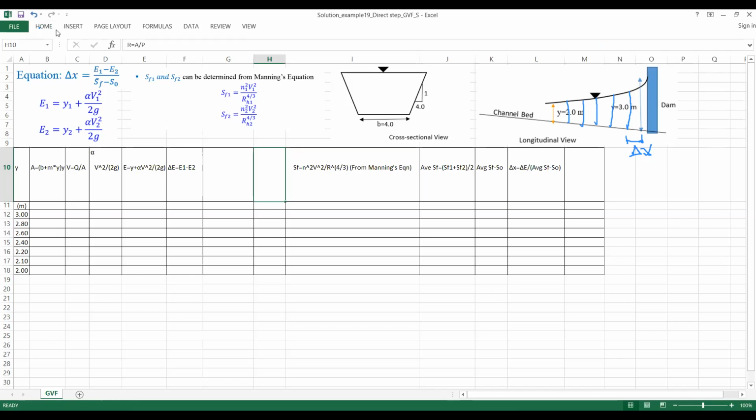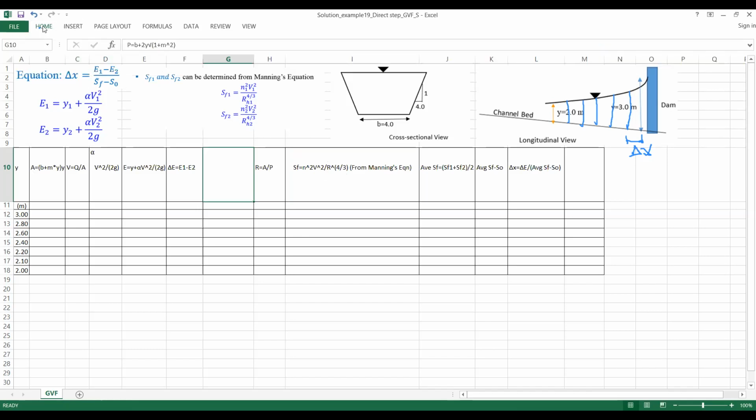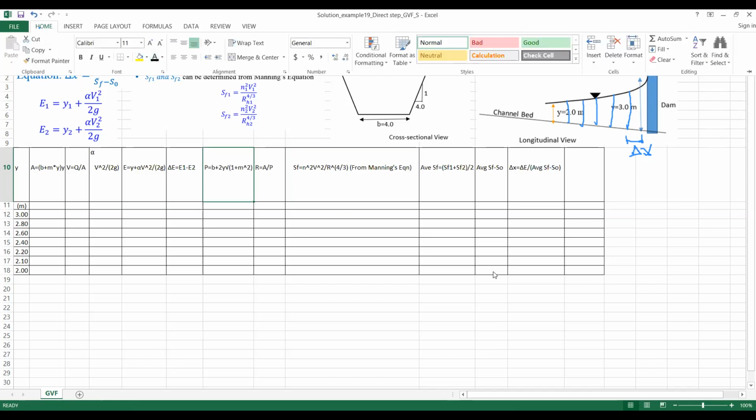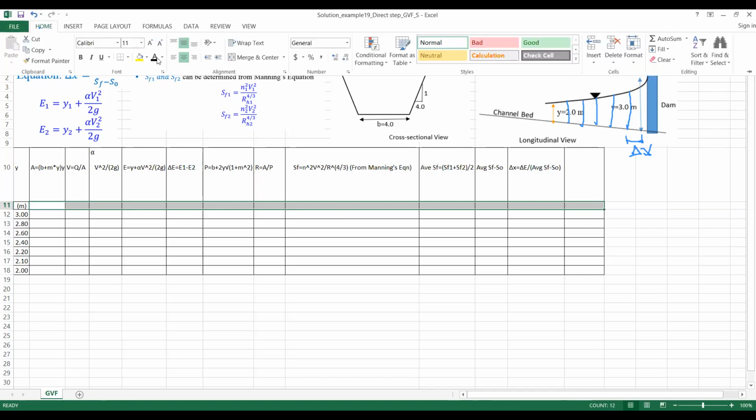How can we find that? You already know hydraulic radius equals area over perimeter. Now we know the area. The next thing we need to know is the perimeter. So this column will give you the perimeter. Okay, now we have everything for delta x. Now let's write down all the units for each parameter, so that will help us.